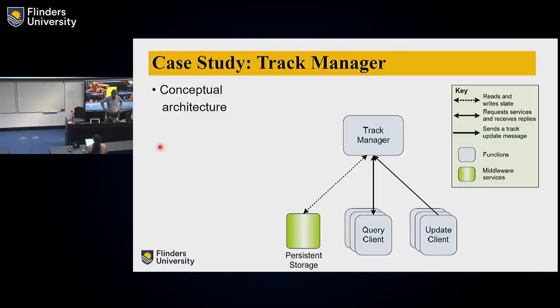If you recall, this was the case study that we discussed in a previous lecture, Track Manager, where we have these clients that need to interact with the Tracking Manager. The query client makes a synchronous request, which means when it sends a request, it waits for the response. Whereas the update client just sends a UDP packet and doesn't expect a response. And this is the persistent storage where Track Manager stores and retrieves information. So this is the conceptual architecture that we defined initially.